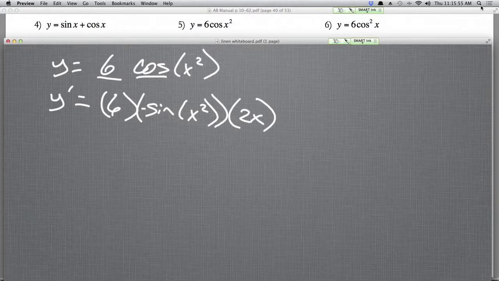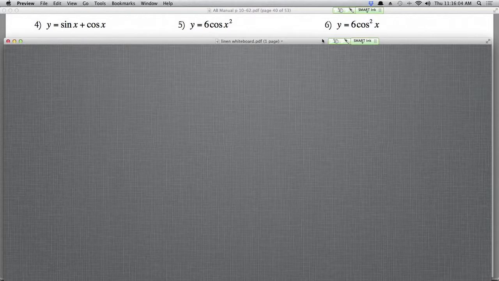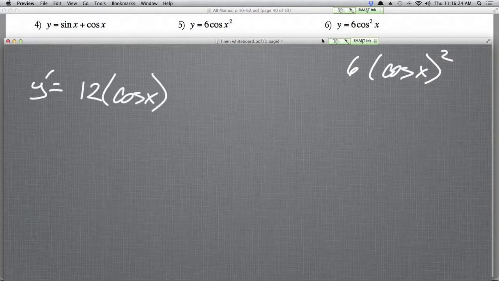Negative 12x sine of x squared. Okay, where's the square on 6? Inside. On bottom, cosine. So it's 6 cosine of x squared. So real quickly, that would be 12. The inside stays the same, the new exponent is 1, and the derivative would be negative sine.